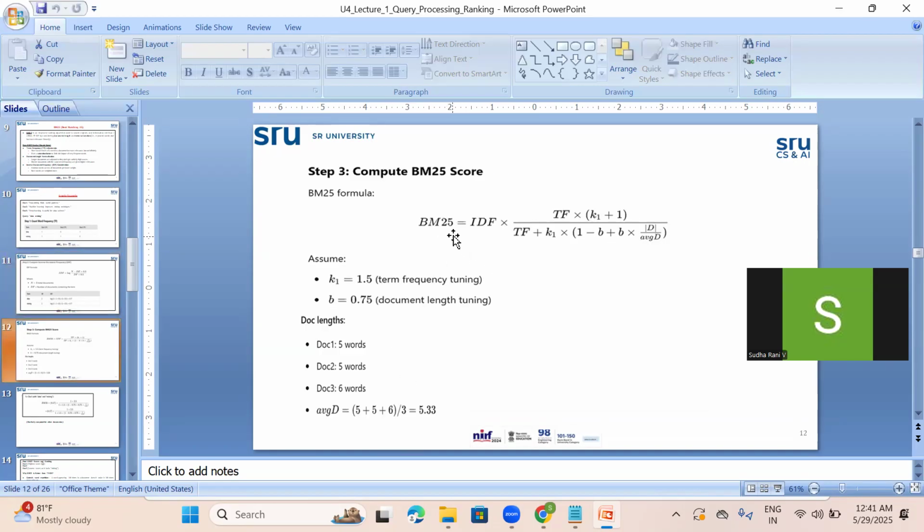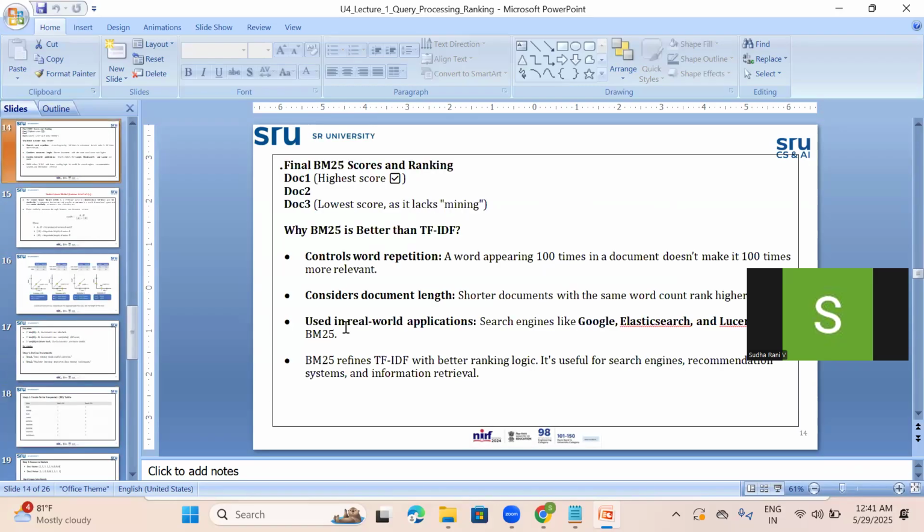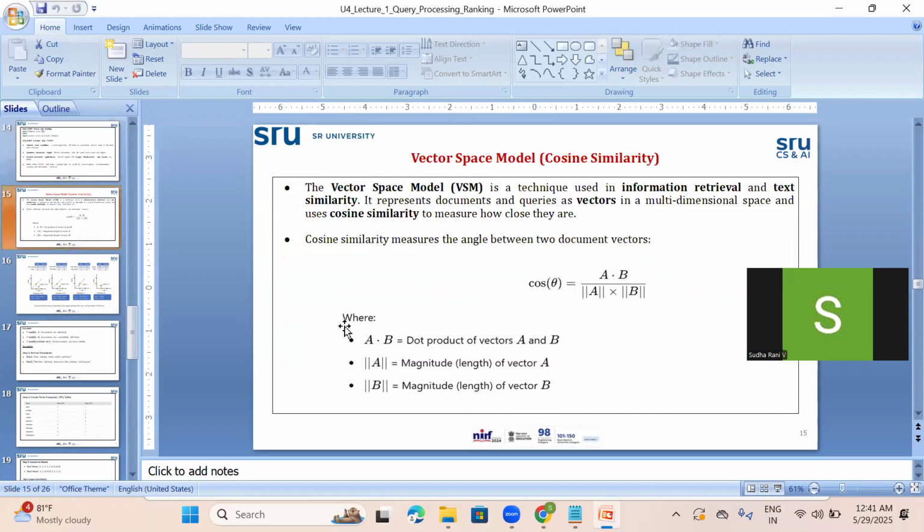So total BM25 equals IDF into this formula, where k1 equals 1.5 as the term frequency tuning, and b equals 0.75 as the document length tuning. So this is about BM25.